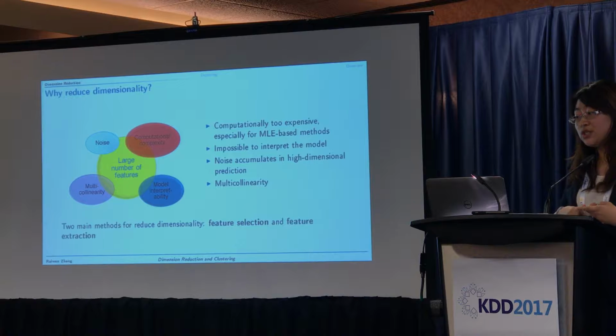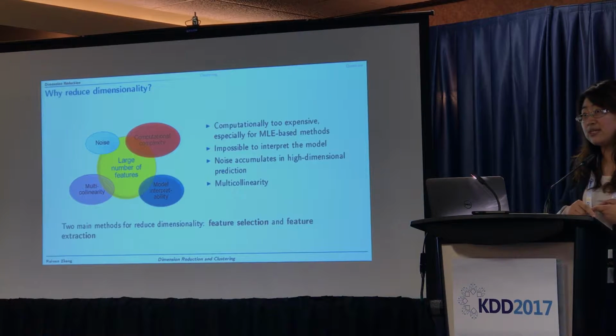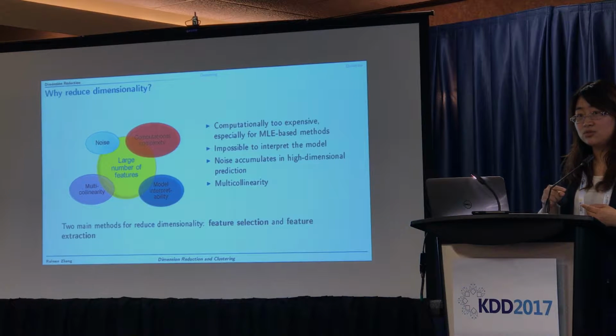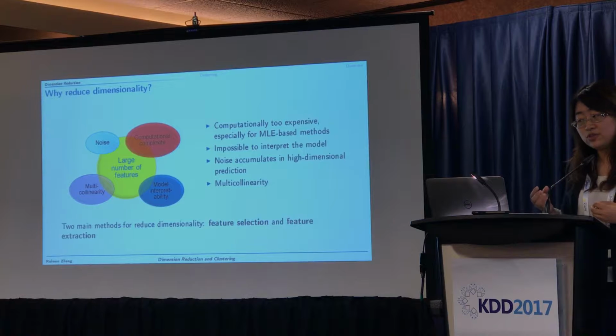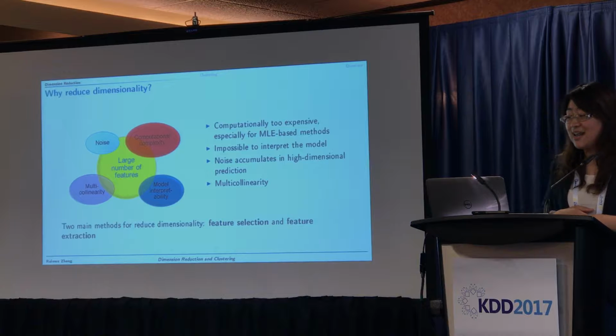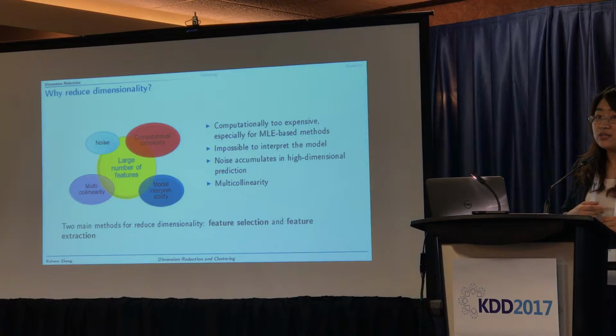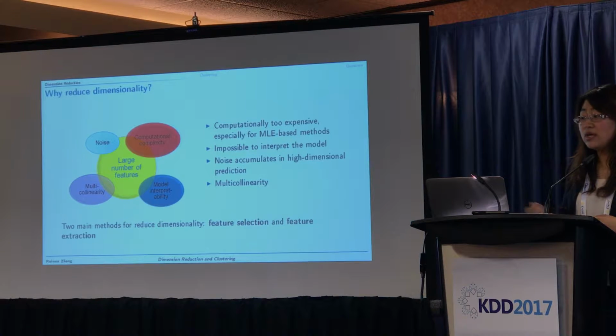Third, noise accumulation in high-dimensional prediction has been recognized as a problem for a long time. In a paper published in 2008, Jianqing Fan mentions that classification can be as bad as random guess when we have a large number of features, which is close to or even bigger than the number of observations. Last but not least, multicollinearity is a notorious difficulty with high-dimensional data. And severe multicollinearity will increase the variance of the estimates and make the estimates unstable.